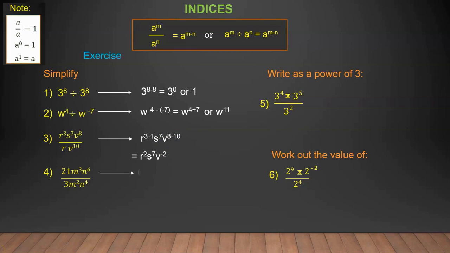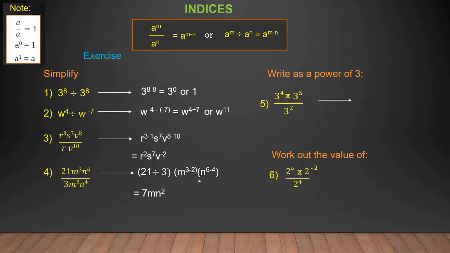For number 4, you deal with the coefficients. So 21 divided by 3 is 7. For the common base m, you have 3 minus 2. And for the n, you have 6 minus 4. 21 divided by 3 is 7. And you have m to the first power and n squared.